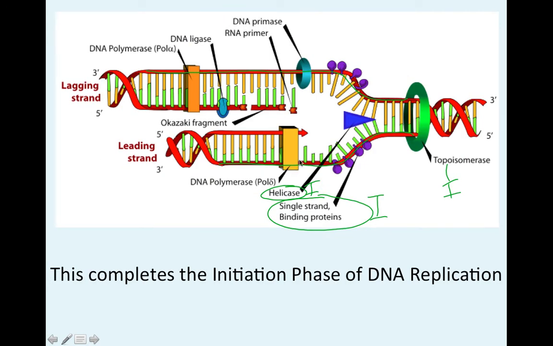So here's a great picture of everything that we need to be able to talk about. Here's our DNA gyrase or topoisomerase, and this is during the initiation phase. We've got single-stranded binding proteins during initiation and helicase all during initiation. So here's our three molecules. We're not dealing with any of this stuff yet during initiation, but we're only dealing with this molecule relieving the tension, helicase breaking it apart, and then single-stranded binding proteins preventing it from going back together. And that's it for initiation.